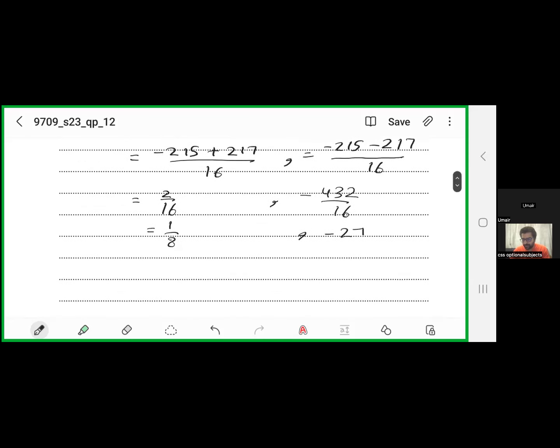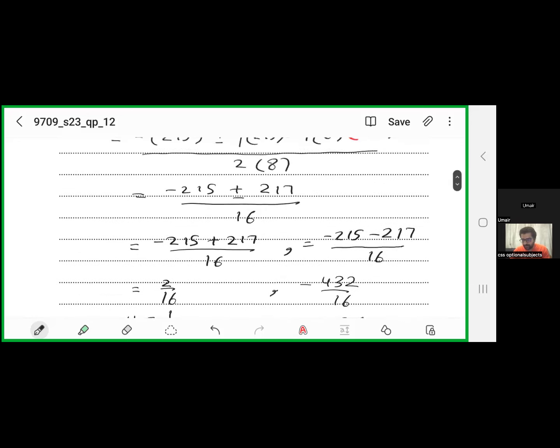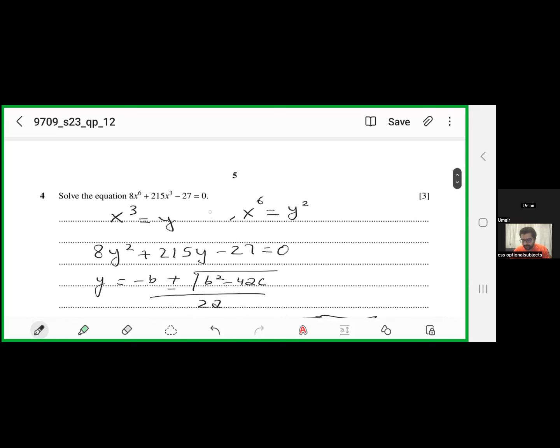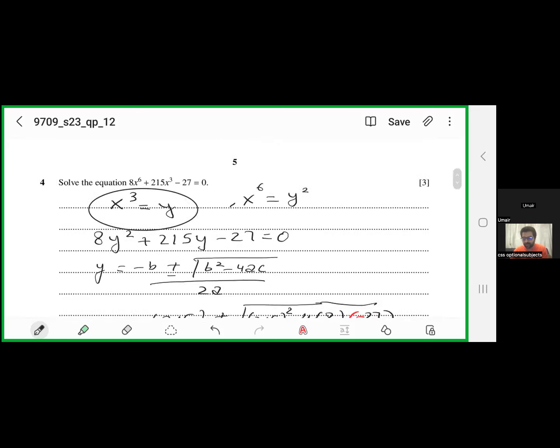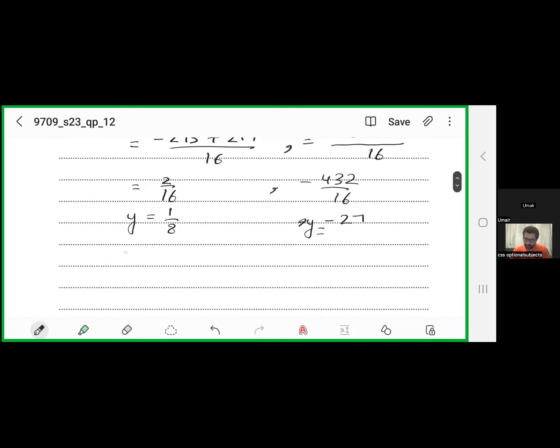But these are equal to y. And y is equal to x square, as we have considered this. Sorry, y is equal to x cube. That was our supposition in the beginning. So in place of y, use x cube is equal to 1 over 8. x cube is equal to minus 27.